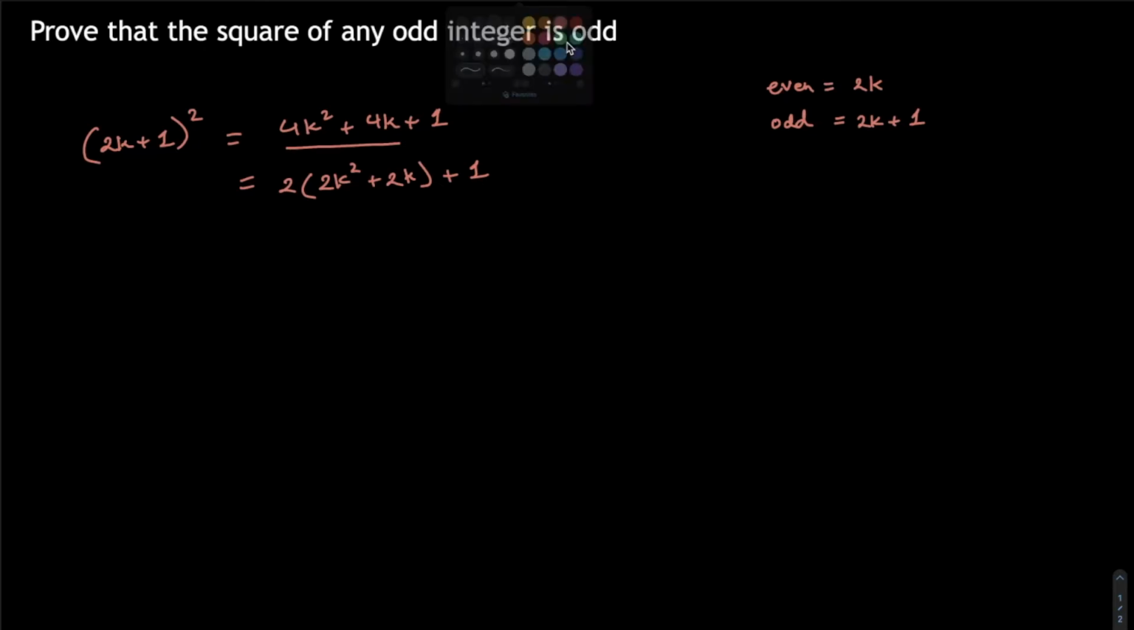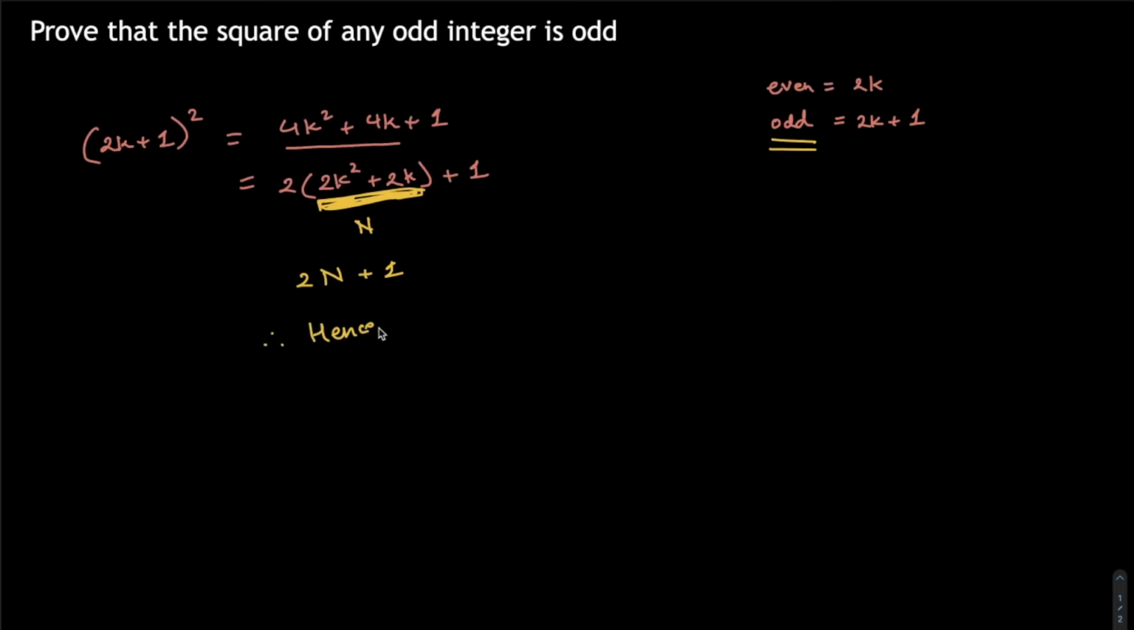Now this, I'll put this in yellow. This can be treated as a different entity altogether. If we treat this as a different entity, if I just put this as a capital N maybe, what I get is 2n plus 1. I'm getting that odd form. I substituted this entire expression 2k squared plus 2k with n, just to simplify, to make it easy on the eye. I just proved that it follows the form of 2k plus 1, and thus it's odd. Hence proved again.